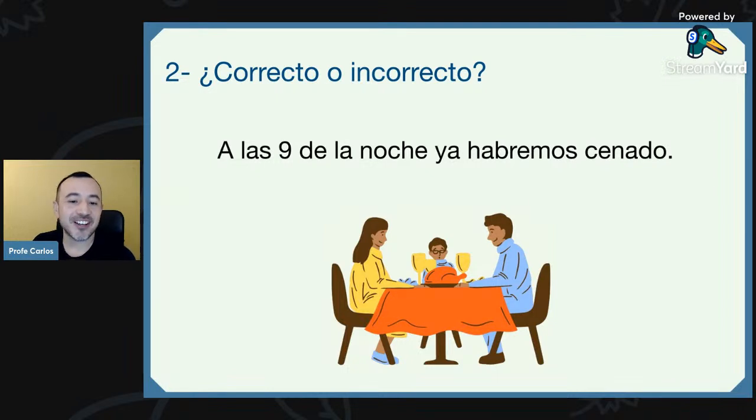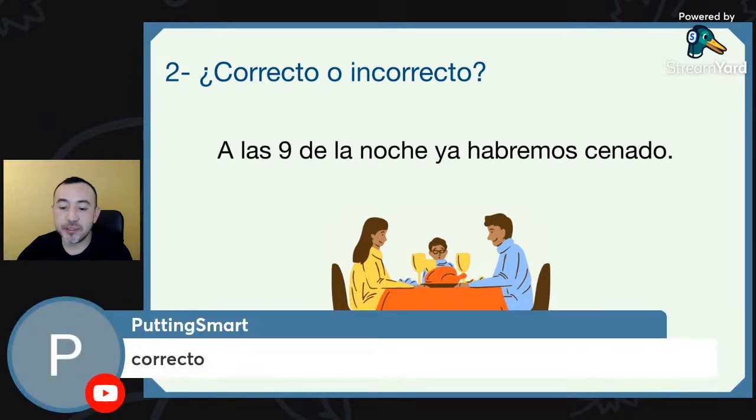¿Correcto o incorrecto? A las 9 de la noche ya habremos cenado. What do you guys think? Is it correct? Is it incorrect? And of course, if you think it's incorrect, I'm very happy when you give me your ideas, like why you think this is incorrect. So let's give it a thought. A las 9 de la noche ya habremos cenado.